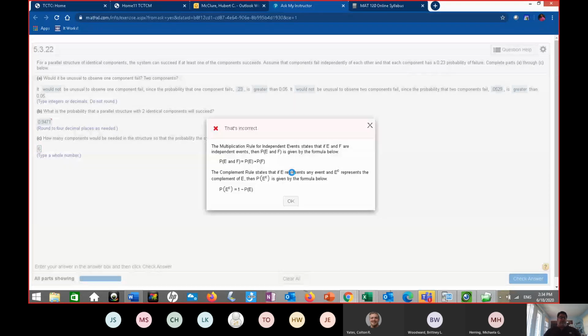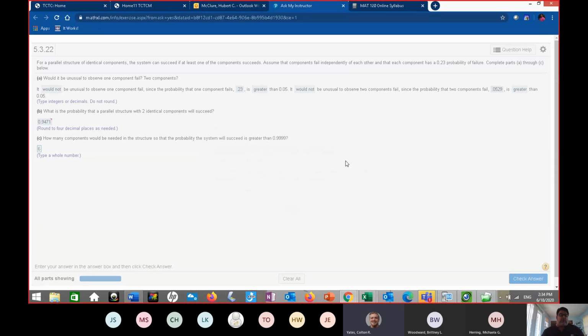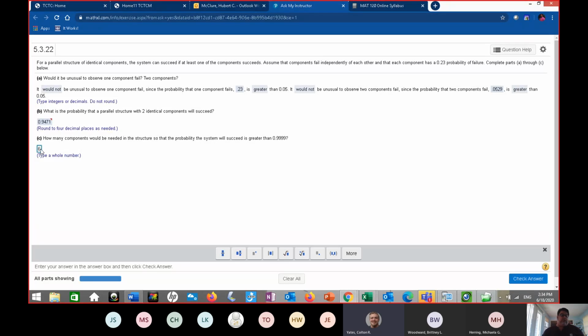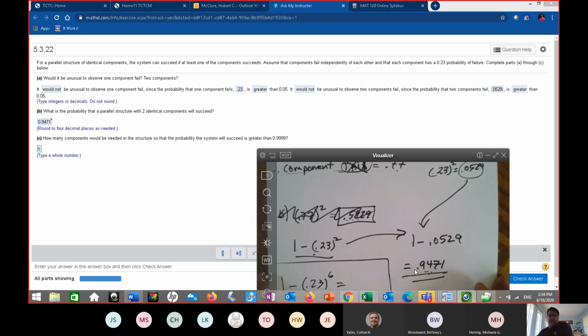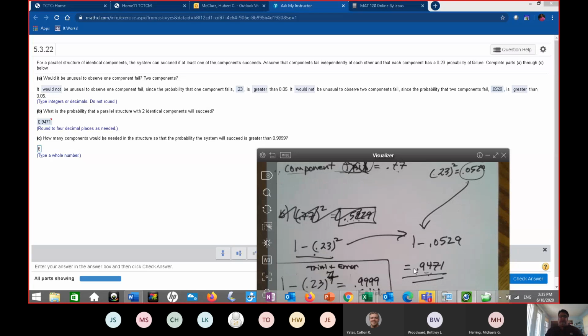So I would say 6 or 7. I don't know. I think 7, because with the 6 you had to round up to get there. So it's 7th power. What you do is trial and error. There's no other way I know to do it. You would have to go until you got to 0.9999 solid, no rounding, and that would be the 7th power. So that'd be 1 minus 0.23 to the 7th power.